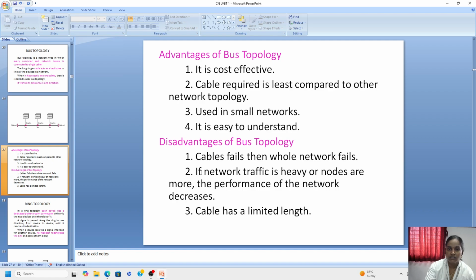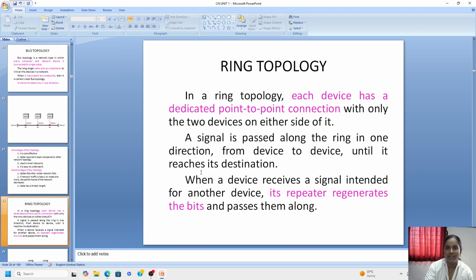The advantage is that it is cost effective, and the cable required is least compared to other networks. The drawback of this topology is that if the cable fails, the entire network fails. The ring topology is a point-to-point connectivity.